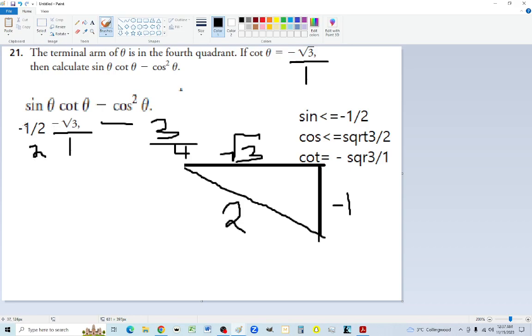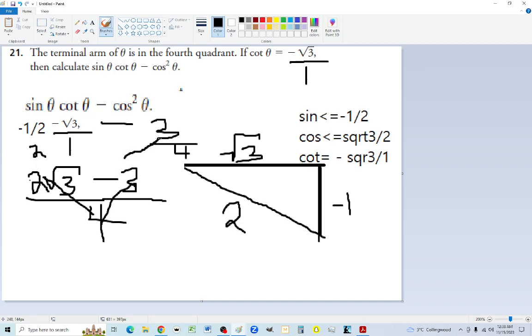Let's put the 2 down here. -1 times negative square root of 3 is just square root of 3, and 2 times 1 is this. So we get square root of 3 over 2 minus 3 over 4. We have to put this over 4, so we multiply top and bottom by 2. We get 2 square root of 3 minus 3 over 4. And we cannot really make that any simpler. We can do this over that if you wanted to, but it's the same thing as going back to this.